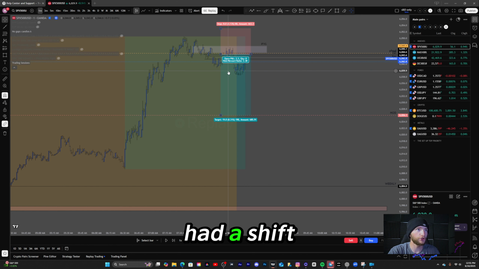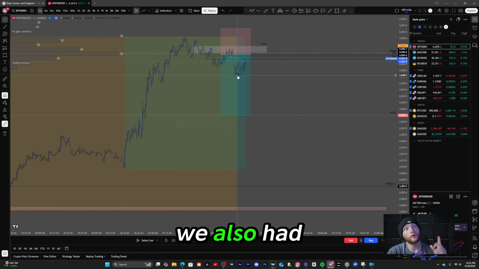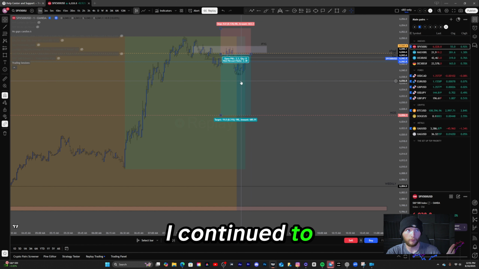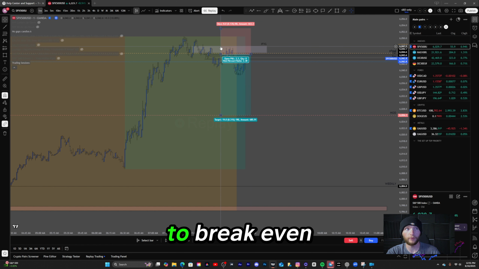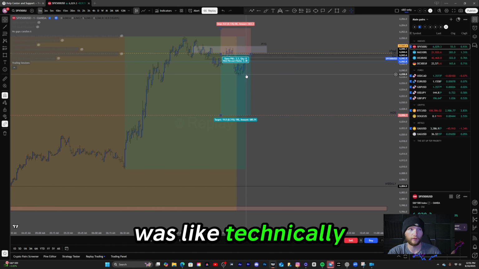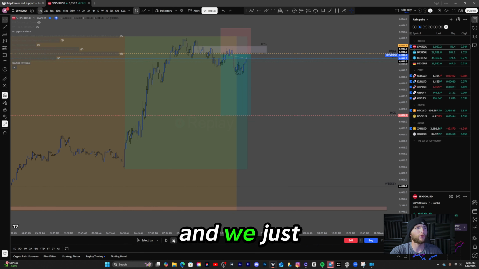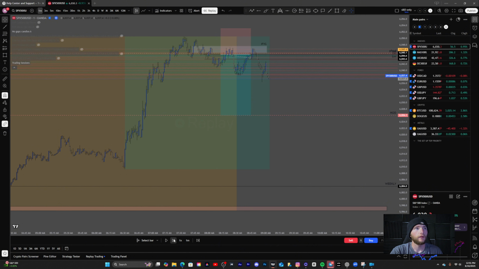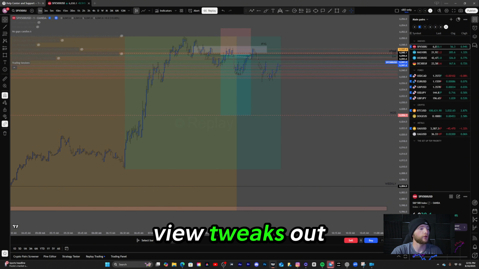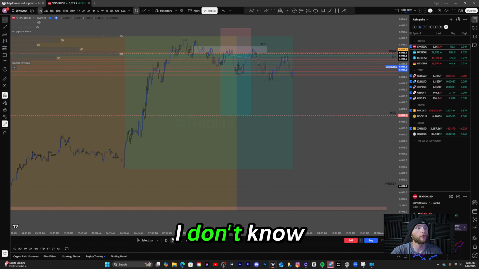So yes, even though we had a shift of structure against me, we also had some equal lows. So that's why I continued to hold. I didn't move my stop loss to break even just yet, even though this was technically a 1-to-1, and we just let price do its thing. And I'm sorry, my TradingView tweaks out. I don't know why it does that.